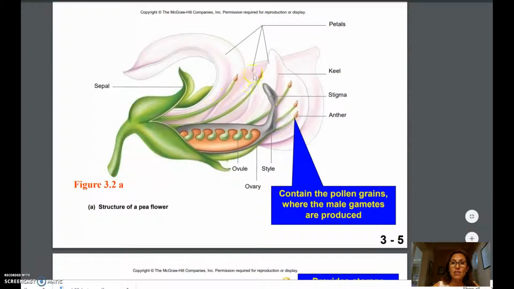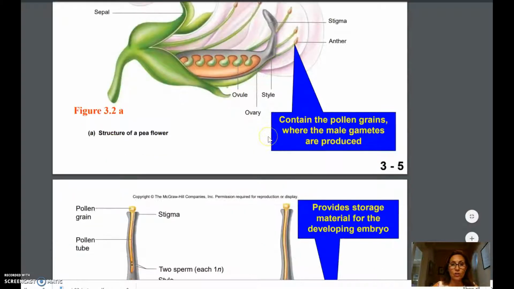And then each individual branch over here, the male portion, are anthers, and at the tips of the anthers are where the pollen, or the male gametes, reside. And so what has to happen is that the pollen leaves the anthers and interacts with the stigma, and then the pollen tube extends down through the style for fertilization to occur.